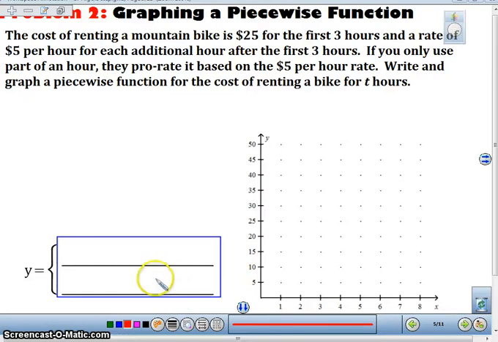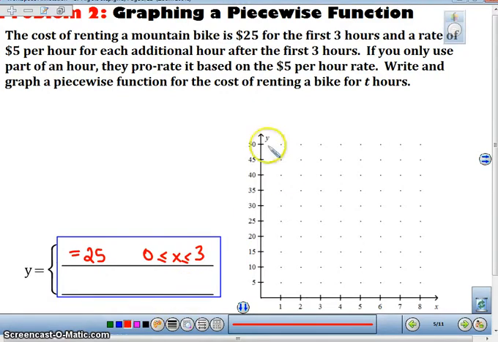So the first thing we want to think about is, what is our cost? Well, the first one is y is going to be equal to 25. It is always going to be 25 for x between 0 and up to 3 hours.